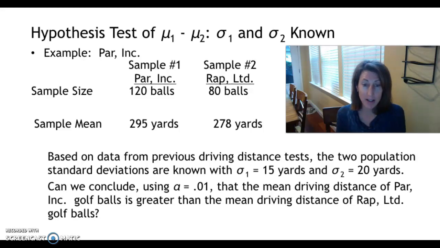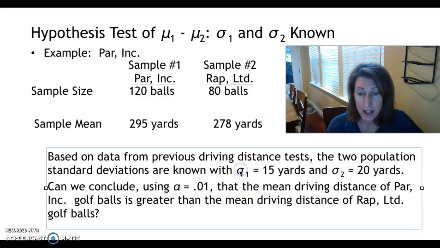here, let's read this. Based on the data from a previous driving distance test, there's 2 populations. One is Par Inc., that's one type of golf ball. The other is Wrap Limited, that's another type of golf ball. So we've got a sample size that we pull from Par, that's 120 balls, a sample that we pull from Wrap, that's 80. We can calculate the mean in each of those samples, 295 and 278 respectively, and then we are given sample standard deviations, 15 yards for population 1, 20 yards for population 2.